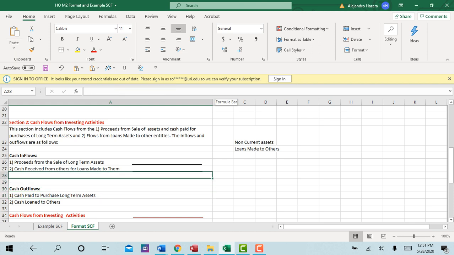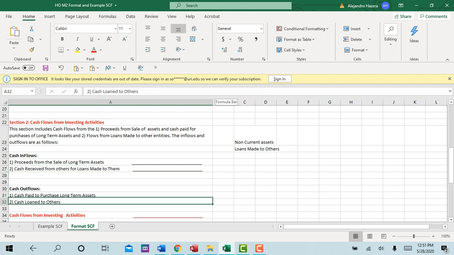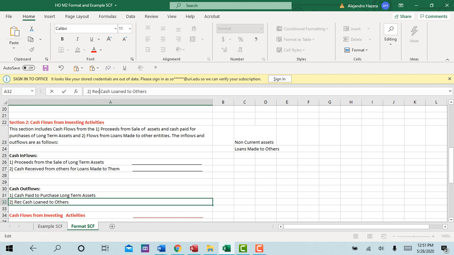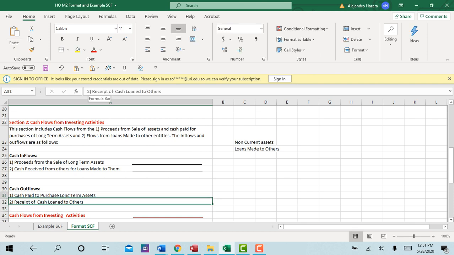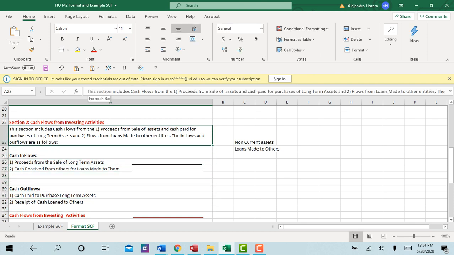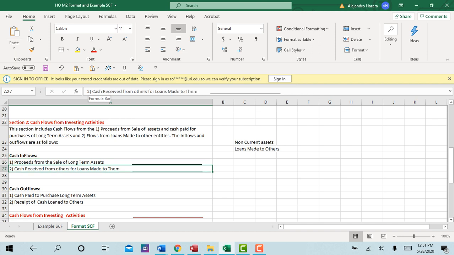Okay, and for loans, it's when people pay you back. When you've loaned money to other people and they pay you back, that's the inflow. I'm going to put here receipt of cash loan to others. So if the activity is cash flows from the loans made to others, the inflow is when they pay you back, cash is coming in.